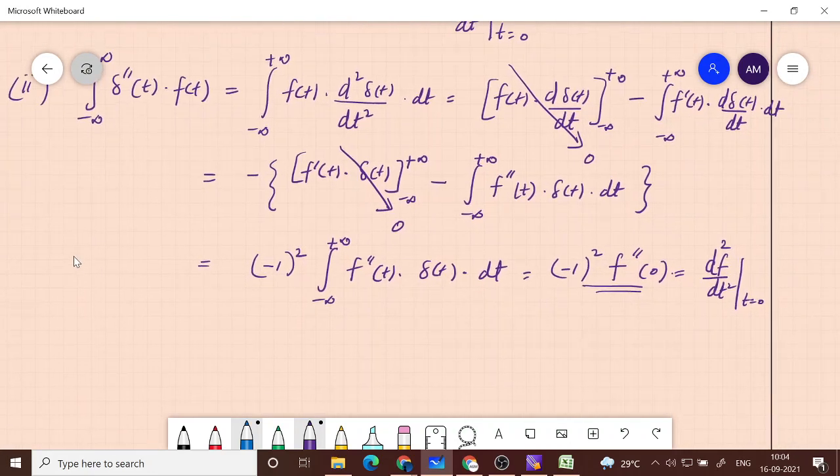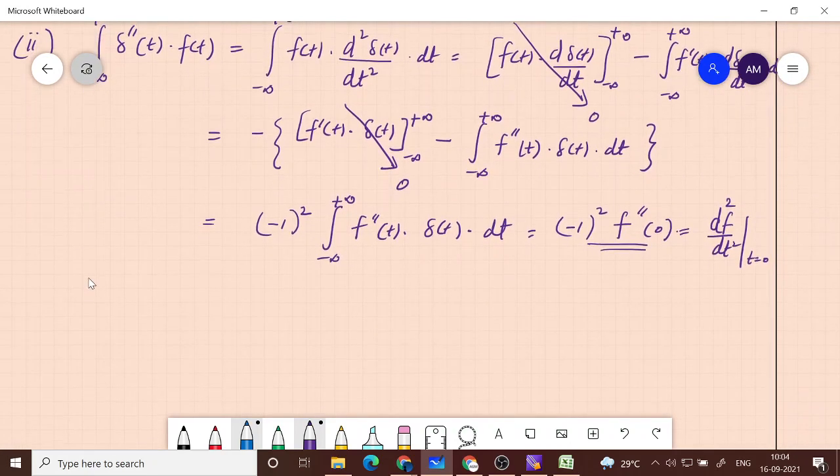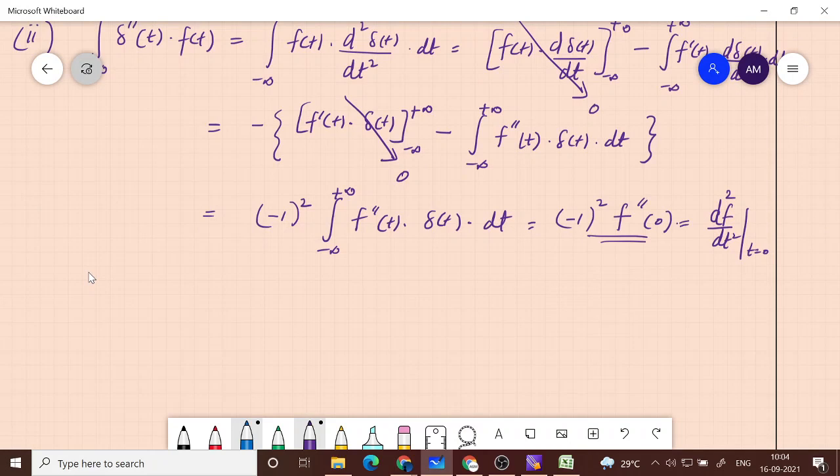Yes, sir. Okay. So now you see a pattern. So I can extend the result as a number 3 problem. I will not repeat this again. So from minus infinity to plus infinity, if you have the nth derivative of the Dirac delta function multiplying f of t, okay, so there is a dt here also, dt. Can you tell me what will be the result?